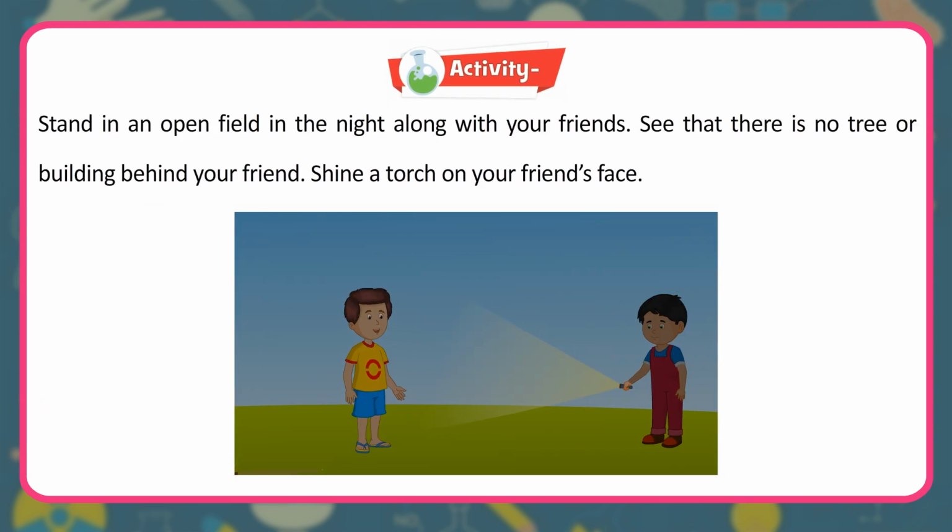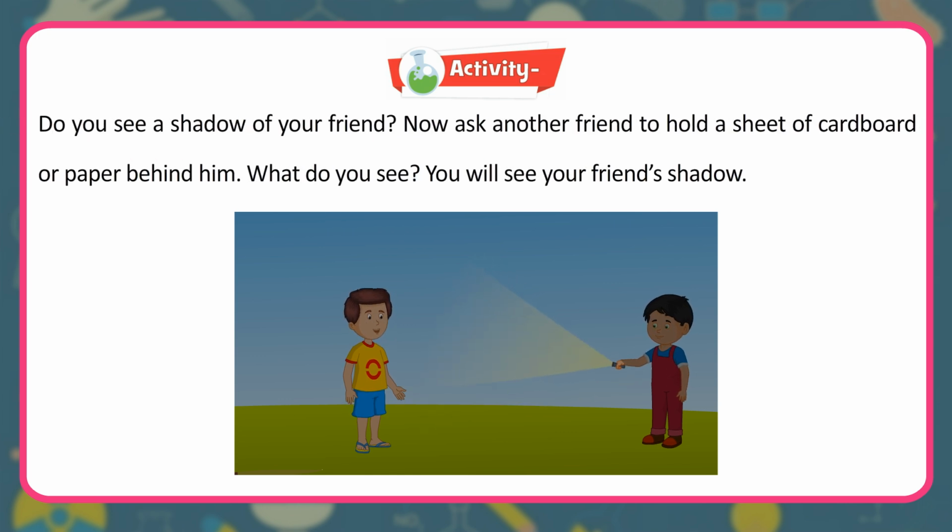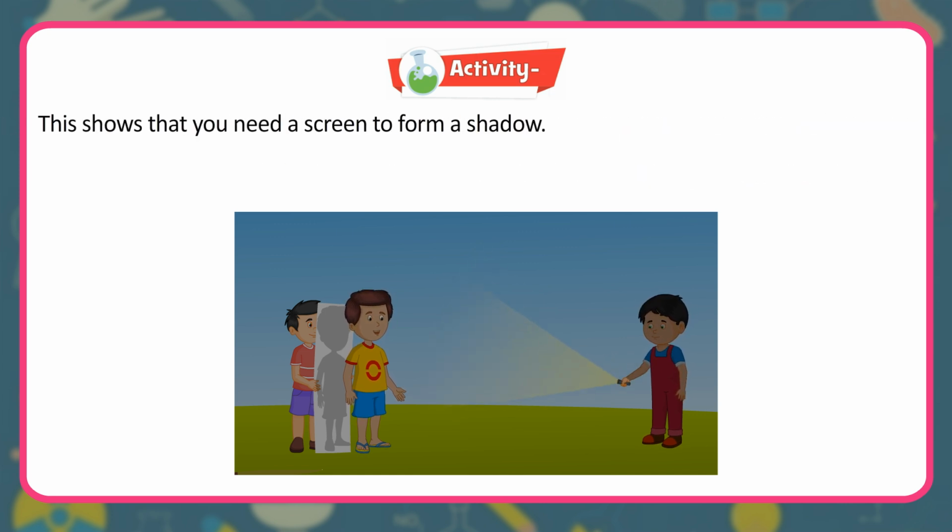Activity. Stand in an open field in the night along with your friends. See that there is no tree or building behind your friend. Shine a torch on your friend's face. Do you see a shadow of your friend? Now ask another friend to hold a sheet of cardboard or paper behind him. What do you see? You will see your friend's shadow. This shows that you need a screen to form a shadow.